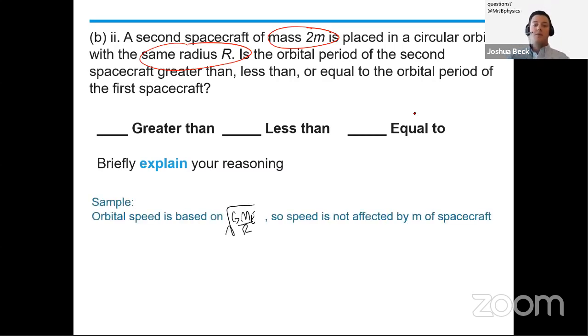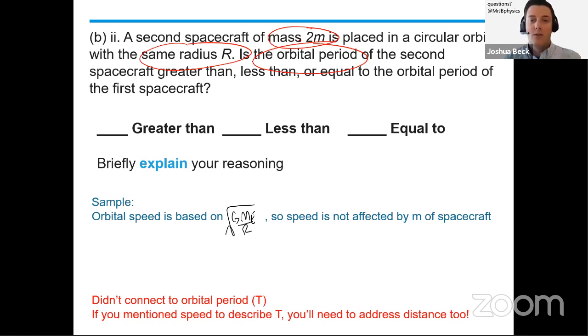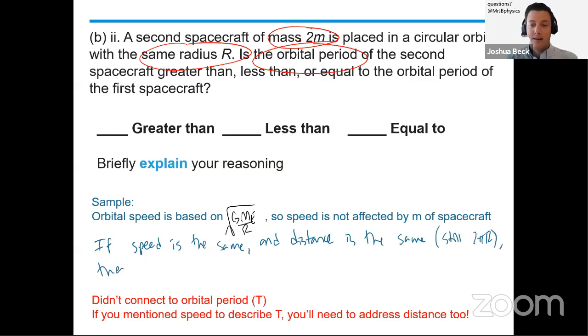So let's take a look at this response. Orbital speed is based on the square root of g m over r. So the speed is not affected by the m of the spacecraft. That sounds like a good explanation, except for, what are we missing here? We're looking for orbital period, right? So we didn't connect this to the orbital period. We didn't actually answer the question yet. So if you mention the speed, you need to also address the distance too. So I can add to this and I could say, if the speed is the same, which was their first sentence, and the distance is the same, still 2 pi r, then t must be the same. Okay, and now we've got a complete explanation.